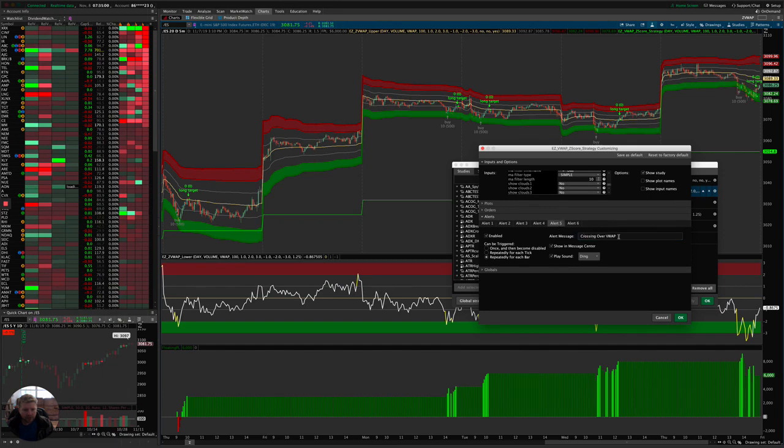And crossing over VWAP, crossing below VWAP. So there's alerts for each of those signals, and you can change the sound that they make and what message they play or show, or you can turn them on or off here with this enabled checkbox. And then finally, you've got your colors, where you can change the plot colors and the cloud colors as well. The plot colors are actually going to be in here. The cloud colors are going to be in here.